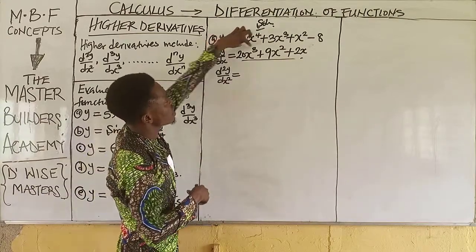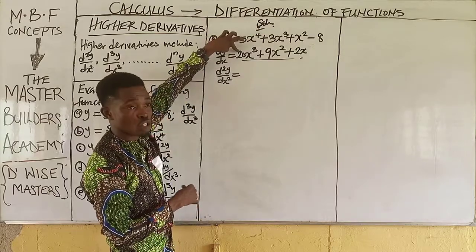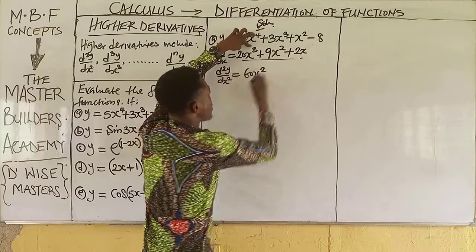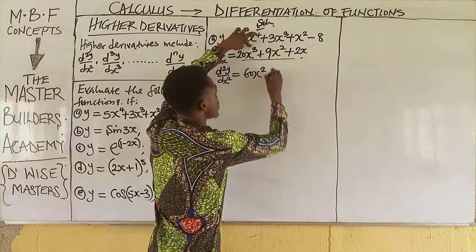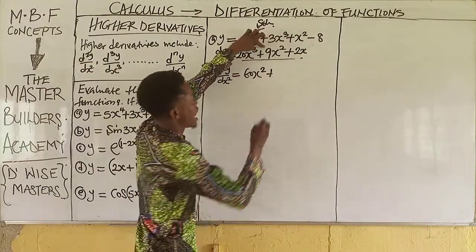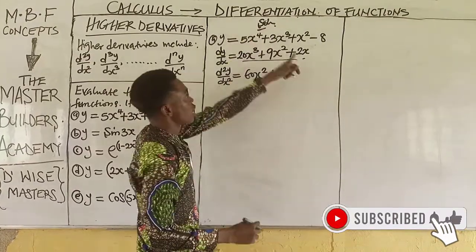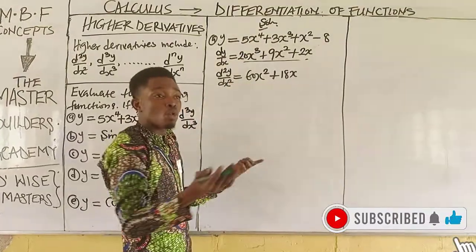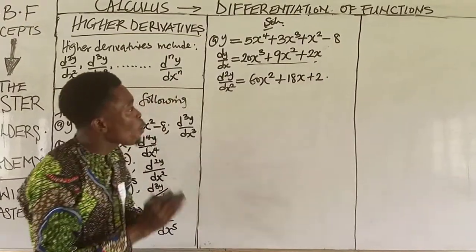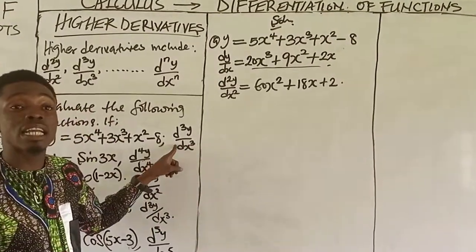Now, to differentiate this, all I need to do is to identify the power, which is 3. 3 multiplied by the coefficient, which is 20, gives us 60. And then I will reduce the power by 1. It becomes 2. Plus, when I differentiate this, I identify the power. The power is 2. 2 multiplied by 9 is 18. Then when we reduce the power by 1, we have x to the power 1. Then when you differentiate 2x, guys, you have 2, because the power of x here is 1. This is the result we have for the second derivative. We will stop when we have reached the third derivative.